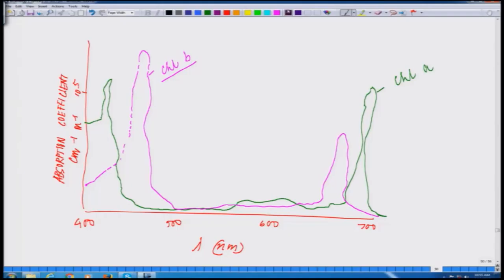So, what you observe is that there is a slight staggering in the wavelength at which chlorophyll A and chlorophyll B are absorbing. But what is interesting to note is that there is a huge, vast part of the spectrum where there is no absorption. These are the peak absorbances which are taking place at that particular wavelength. Now, to summarize this particular slide, what we are observing is that the absorption spectra of chlorophyll A and B are different.